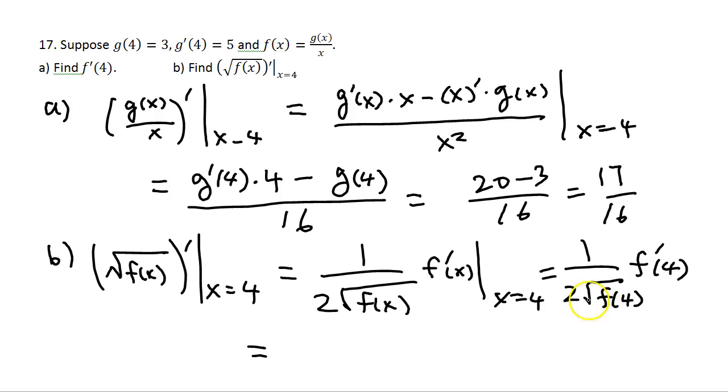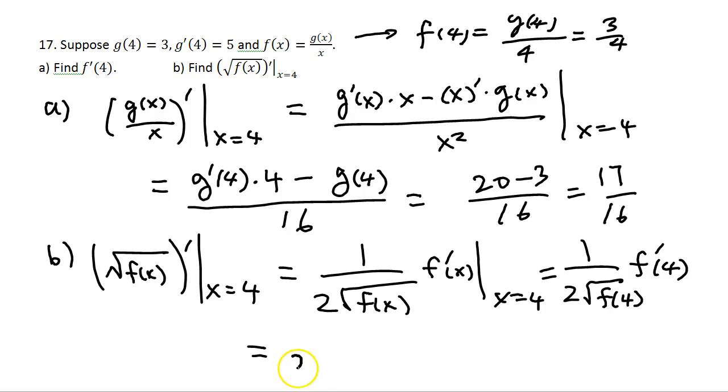Okay, what is f of 4? f of 4 is, well, let's see. Let's figure out from here. f of 4 is g of 4 over 4. And g of 4 is 3, so it's 3 over 4. So f of 4 is 3 over 4. Okay. And f prime of 4, already I have it here, right? f prime of 4 is 17 over 16.